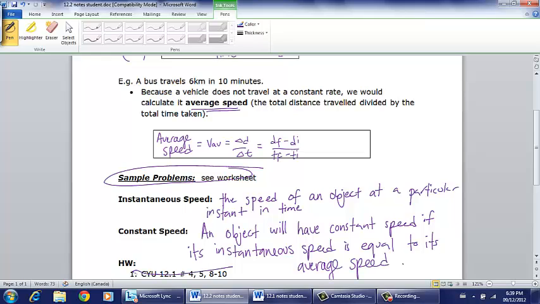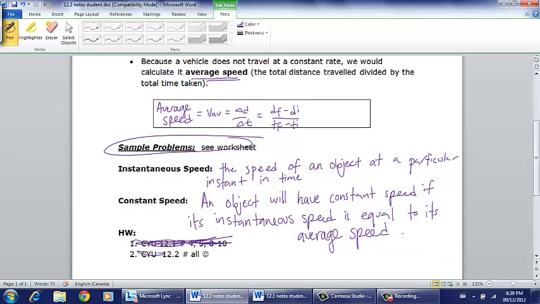We will be doing some practice questions and some CYUs in class, so you can cross off any CYUs it has written here at the bottom.